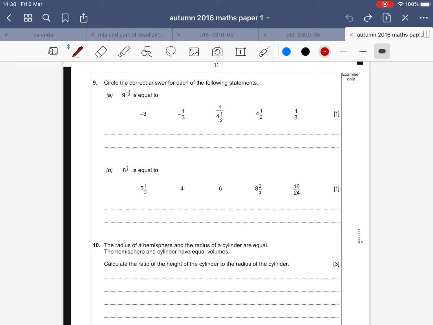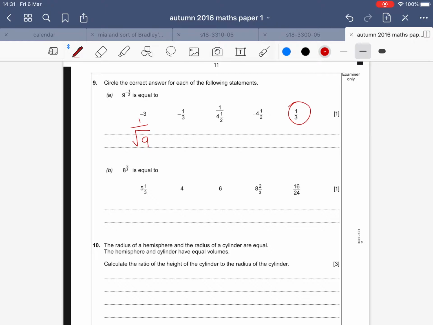9 to the power of minus a half is equal to. So when we've got to the power of a half, that means square root. So you'd have the square root of 9. And the minus means 1 over. So we'd have 1 over the square root of 9. Square root of 9 is 3. So it's 1 over 3, which is 1/3.